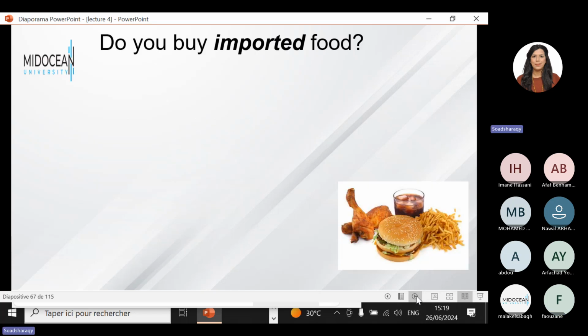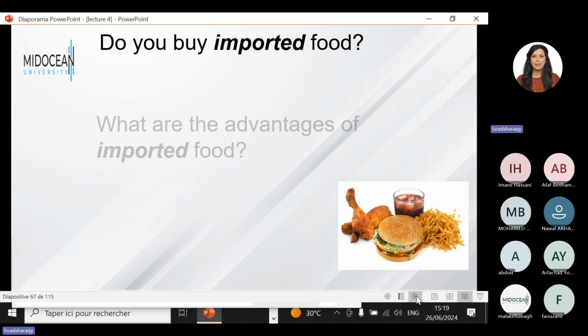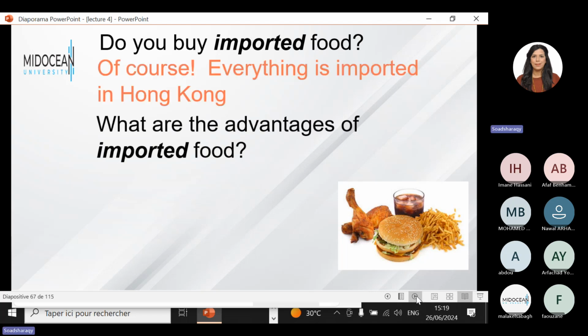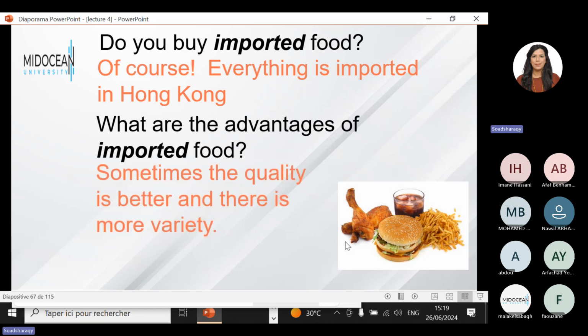Do you buy imported food? You can answer, of course, everything is imported in Hong Kong, for example. What are the advantages of imported food? Sometimes the quality is better and there is more variety.